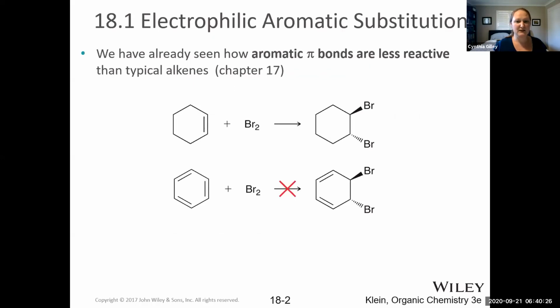Okay, so first thing to remember is that aromatic rings, or their pi bonds specifically, are not as nucleophilic and reactive as isolated pi bonds, such as those from alkenes. So for example, if you treat an alkene with bromine, you get the anti-addition product. And if you treat benzene with bromine, nothing happens. So the pi bonds are much more stable due to the conjugated nature and the overlapping p orbitals in the ring, and because of the aromaticity essentially that we talked about in the last chapter. So they're much less reactive.